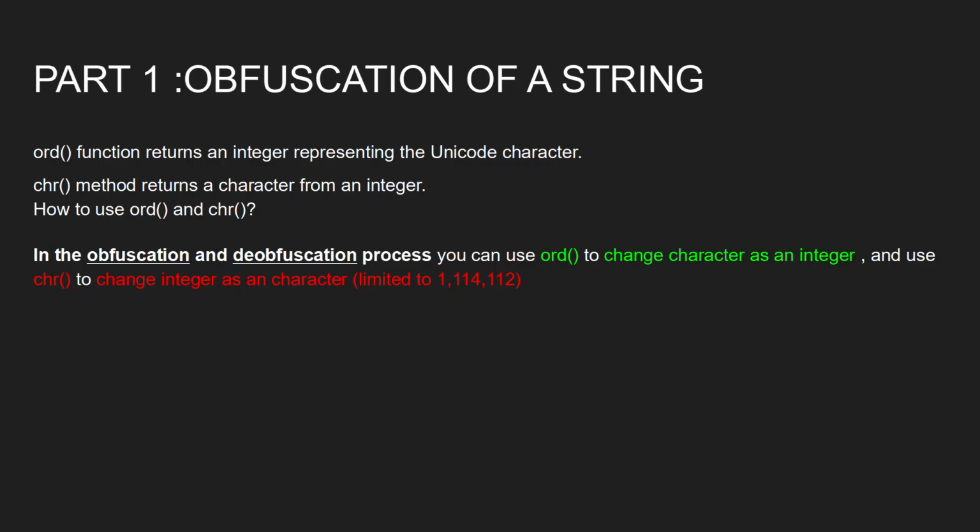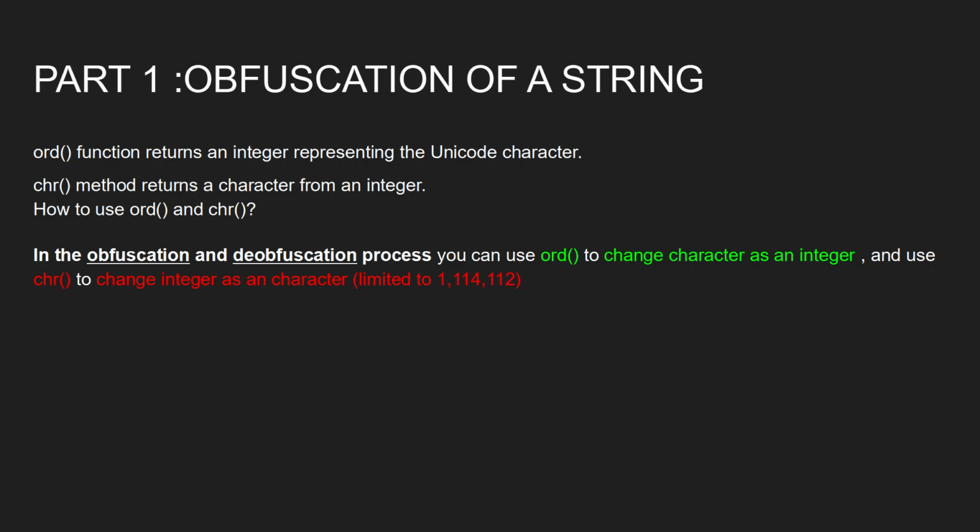The ord function returns an integer representing the Unicode character. So with the ord function, we give it a string, more like a character, and it will give us an integer representation of that character. We also have the chr method or function that returns a character from an integer. The chr function is the reverse of the ord function. It means we can change from character to integer and from integer to character.